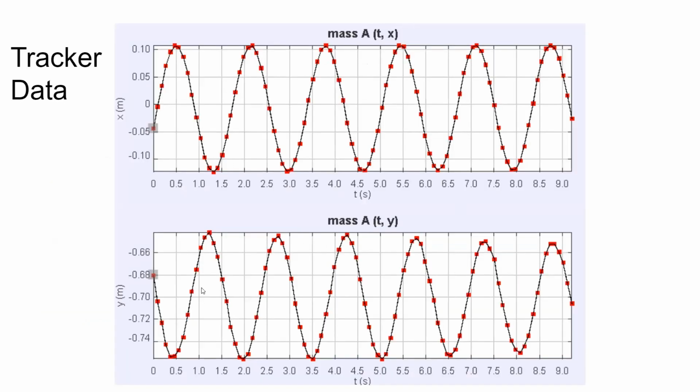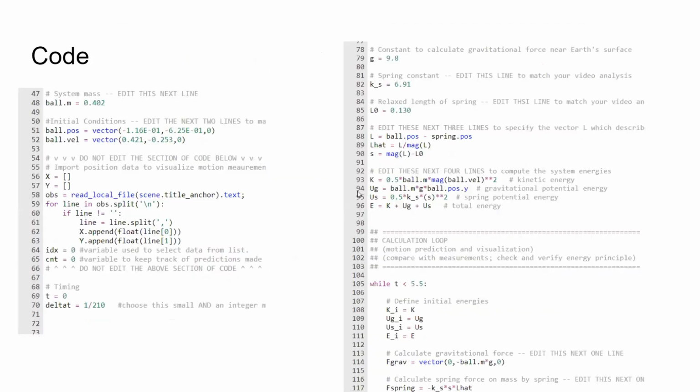So this is X and this is Y. They both follow a sinusoidal path, which correlates with how it should be because the system is an oscillating motion. These are the constants that were used for the lab. The spring constant was calculated, and also L naught was calculated. As for the vector L, which is for the spring force, L is just equal to the ball position minus the spring position, and then this is to find the unit vector of L, and this is S. Then these are to compute all the energies, and this is for total energy. Over here is just the initial energy, from these values.